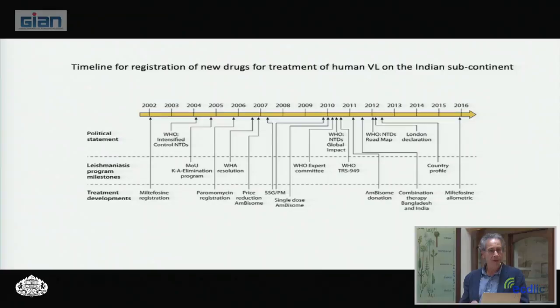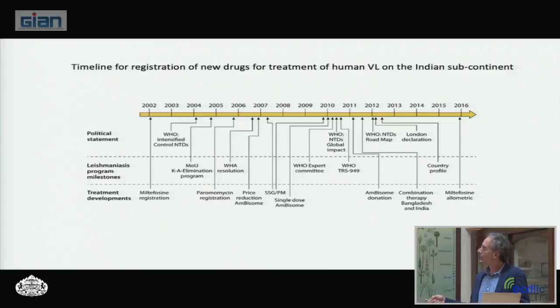Many agencies in India, the World Health Organization, the Gates Foundation, and One World Health stepped up to introduce as quickly as possible new drugs, to fight this disease and to deal with the loss of this frontline drug, stibogluconate, to treat visceral leishmaniasis. Within just a few years, they registered this oral drug, miltefosine. Again, a repurposed cancer drug for treatment of this parasitic infection.